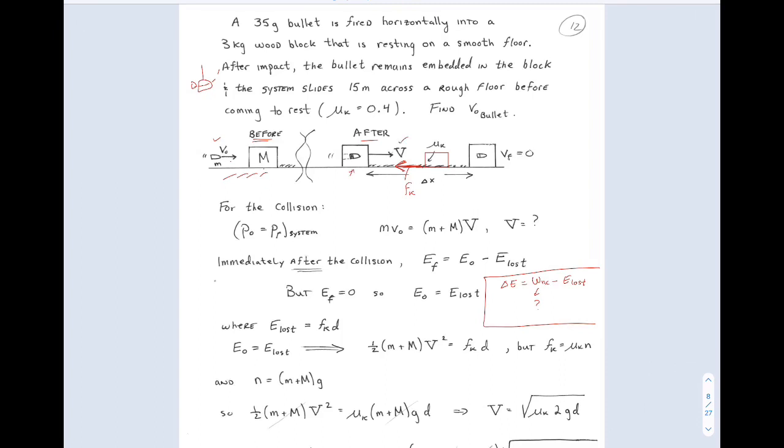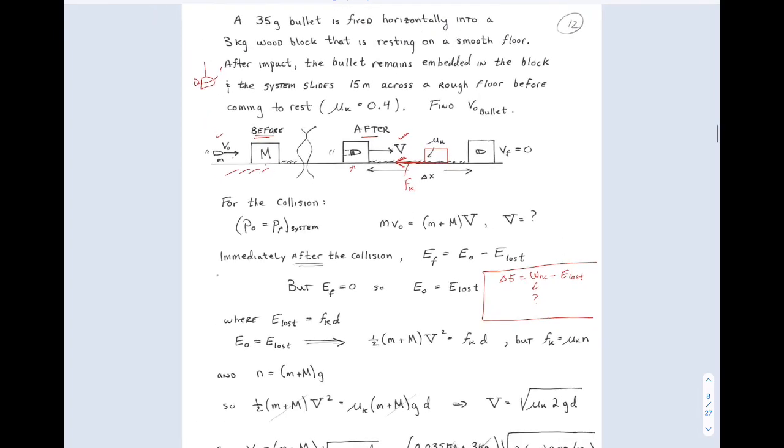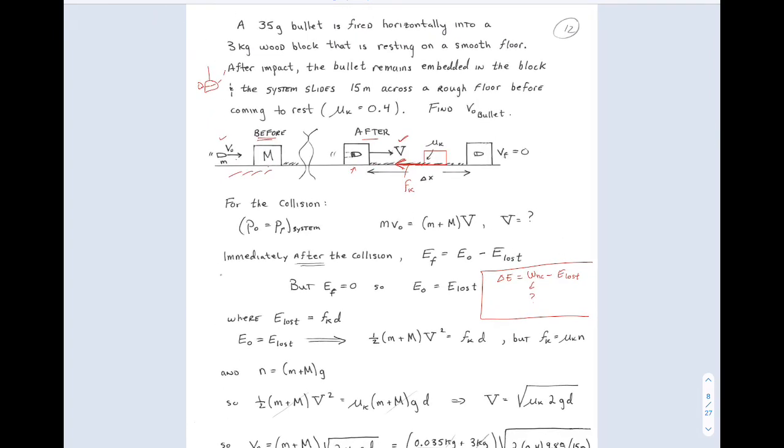They both begin to move off with some common speed, big V, and then they slide some distance across the rough floor and then come to rest. So imagine doing this on a gymnasium floor where you fire the bullet right here, it goes into the block, and it slides and comes to rest. Okay, so I want to find the initial speed of the bullet, and I'm given some information up here on the top. The steps are going to be the exact same as the ballistic pendulum, but totally different geometry. This is in a straight line.